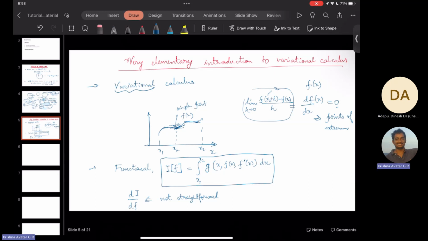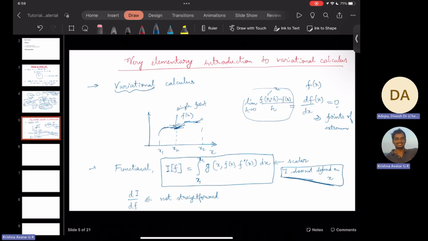However, when we talk about a functional, this I is just a scalar and it does not depend on x. I mean, it depends on f, and f depends on x. But you see, we have already eliminated x from this by integrating over x. This is the crux here. It does not depend on x.